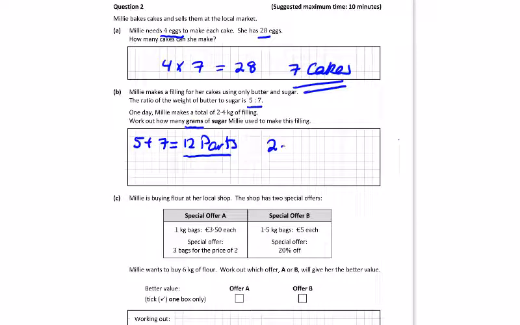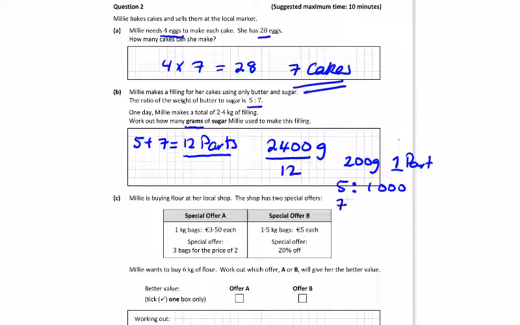So 2.4 kilos, 1,000 grams, 2400 grams. Divided by 12 will give 200 grams will be 1 part. So we want 5 parts and 7. 5 parts would be 1,000 grams, 5 by 200, and 7 parts will be 7 by 200, 1,400. Do they both add to 2,400? You can see they do. So we're asked how many grams of sugar she has.